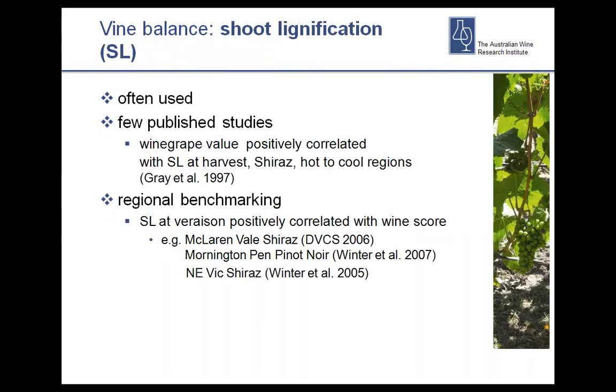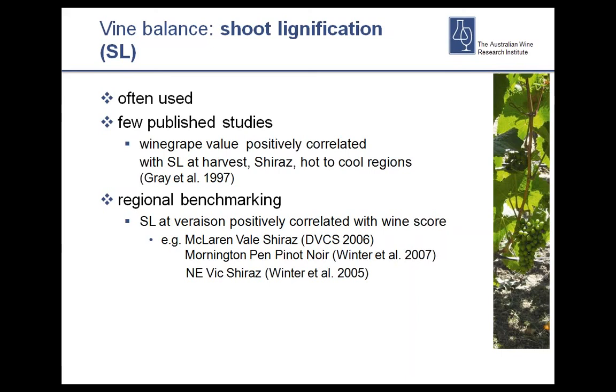Shoot lignification is often used in assessment schemes, but there are very few published studies to support its use. In one, however, wine grape value was positively correlated with shoot lignification at harvest for Shiraz in a number of vineyards from cool to hot regions in Australia.